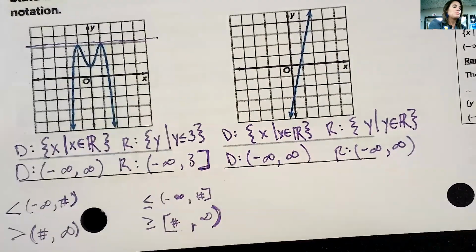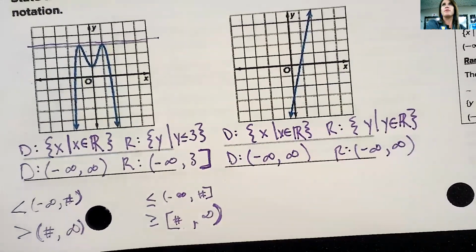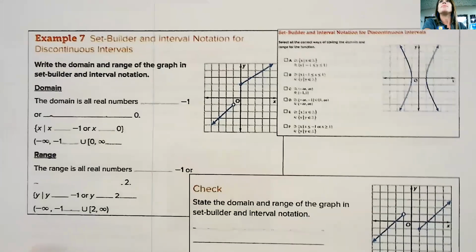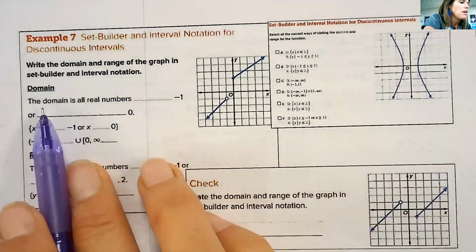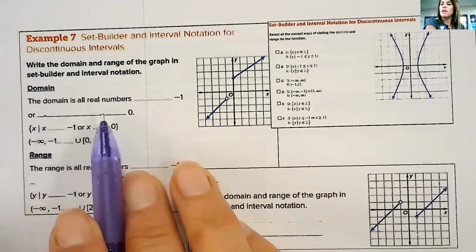All right, one more chance to practice it. Pause it if you need to finish writing all that down. Let's look at example 7 here. It says write the domain and the range of the graph in set builder notation and interval notation again. The domain is all real numbers.